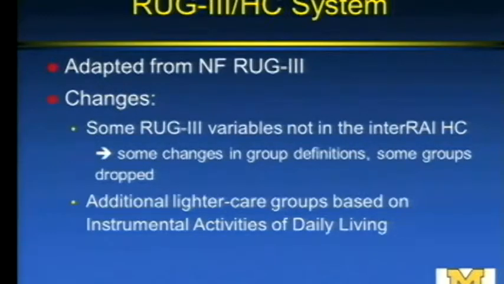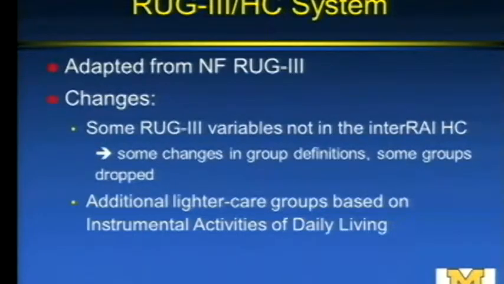For example, it doesn't have how many people it takes to support a person if they are, for example, unable to transfer. So that variable is not available in the interRAI-HC. It doesn't make a lot of sense in a home care setting. And so there are some changes in group definitions, and some groups are dropped. So it's a slightly smaller system, but it's very, very similar in terms of identifying individuals.